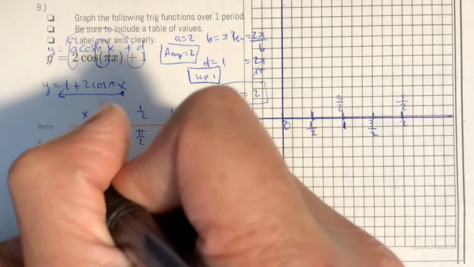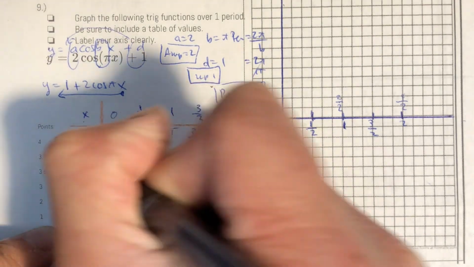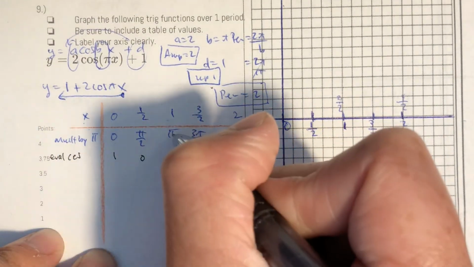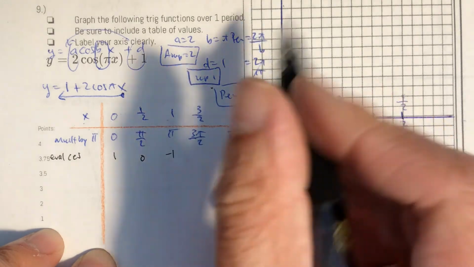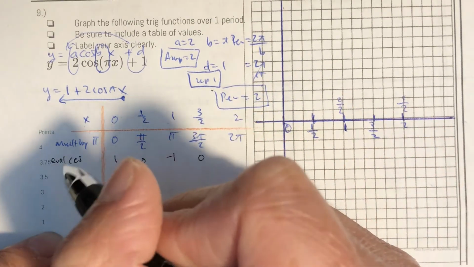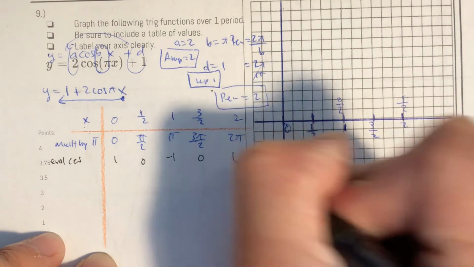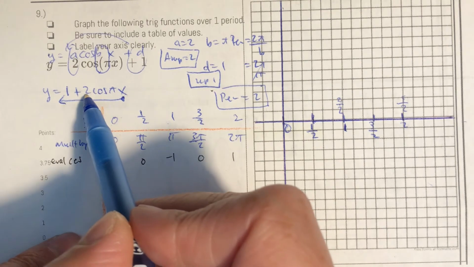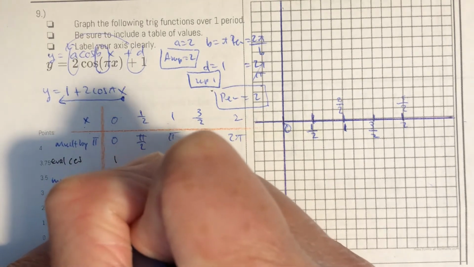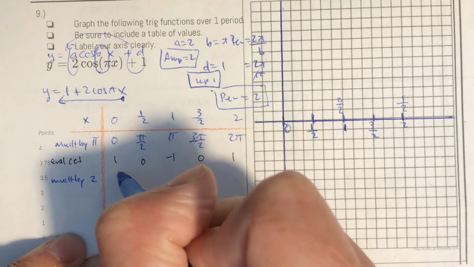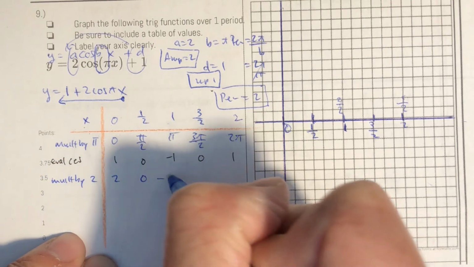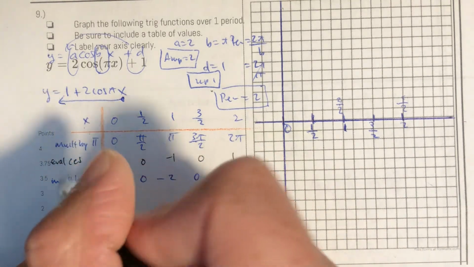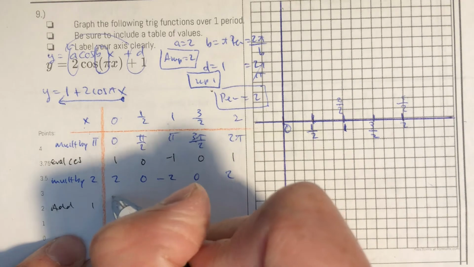Next thing we're going to do is evaluate cosine. So cosine at 0 is 1. Cosine at pi is -1. Cosine 3 pi over 2 is 0. And cosine 2 pi, the exact value, is going to be 1. And then we're going to multiply by 2. So I'm going to multiply all those numbers by 2. And then lastly, I'm going to add 1, because you're shifting up 1.